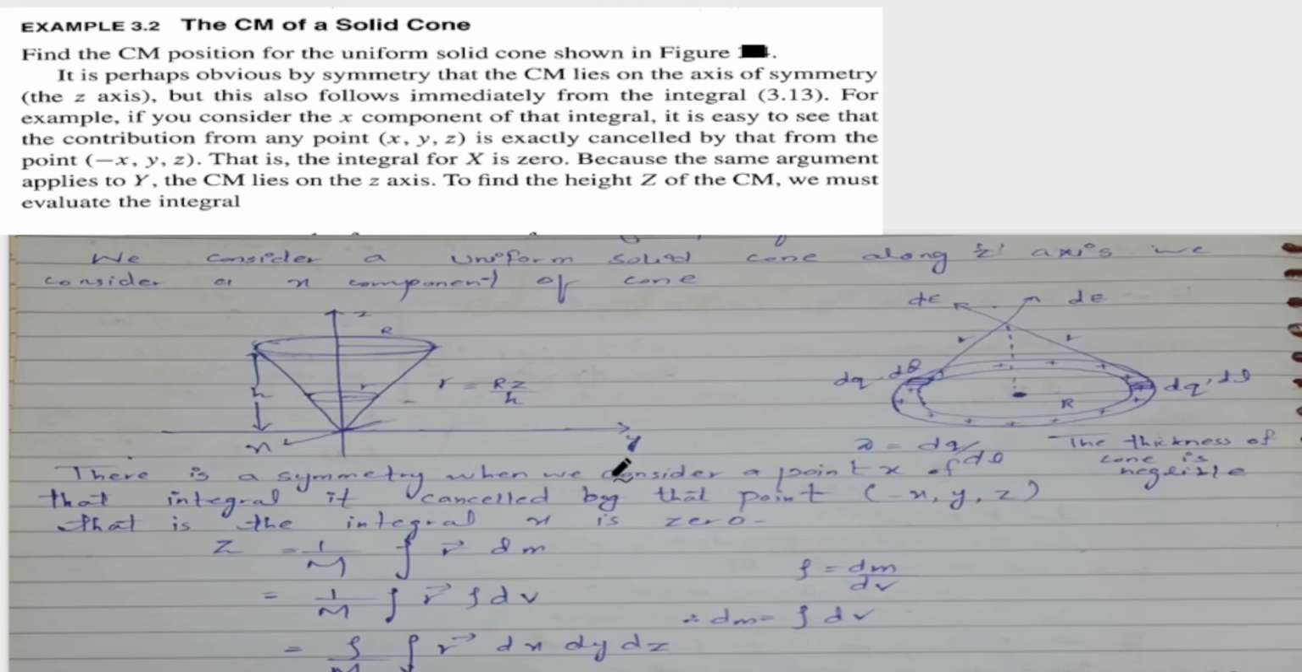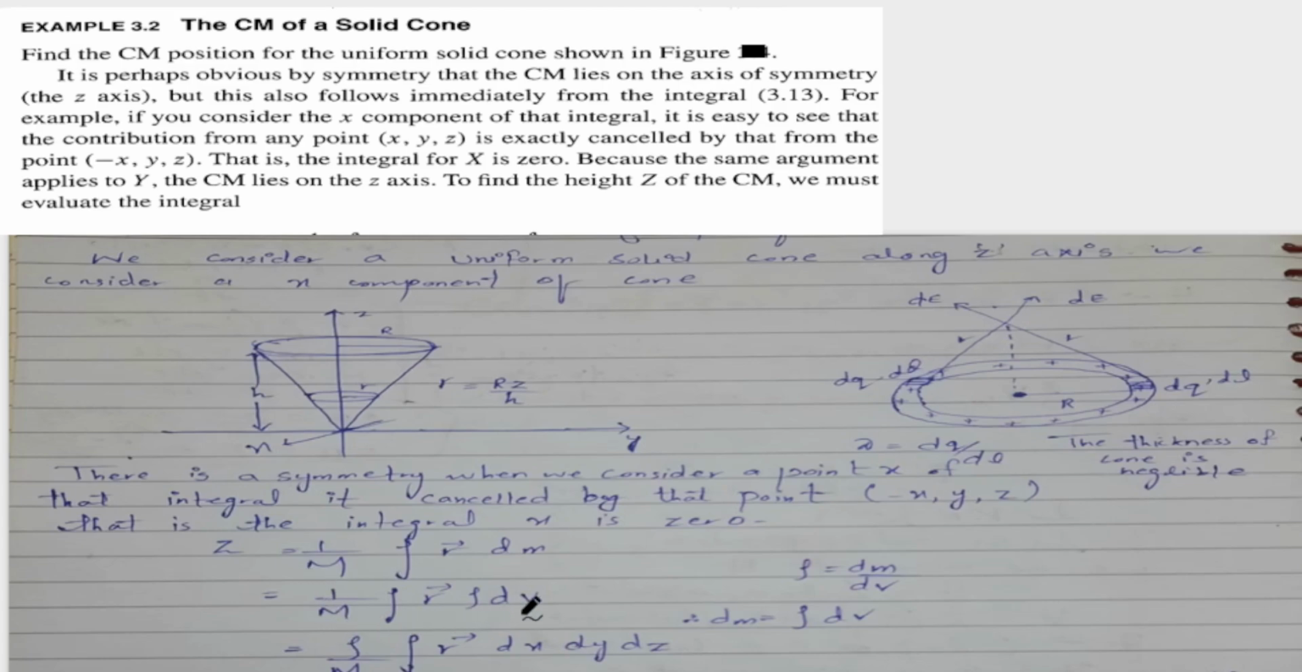There is a symmetry: when we consider the point x of that integral, it is cancelled by that point. There are three coordinates x, y, z, and when we talk about x, there is a cancellation of x. So x is cancelled, and we have only minus x, y, z. X is decreased, it means it is lost. So x is 0. Now we have to consider the formula of center of mass, which we studied in the topic already.